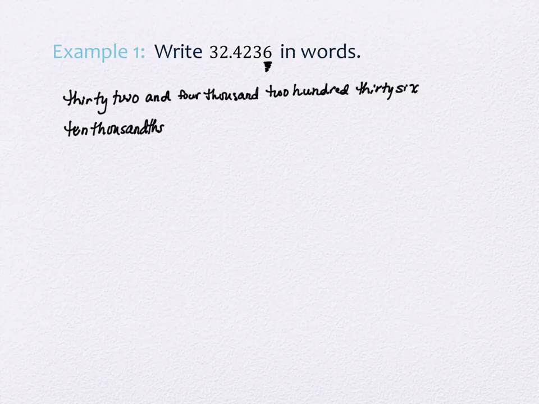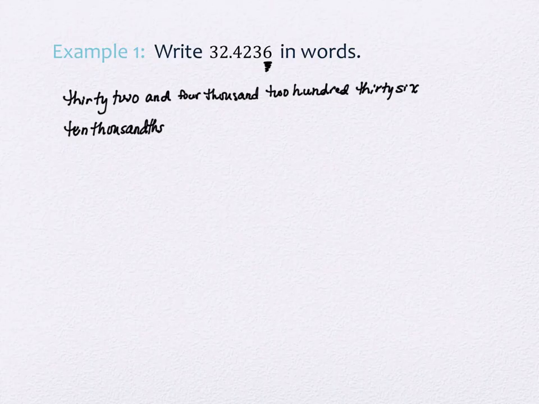So if we were saying this number correctly, we would say 32 and 4,236 ten-thousandths. There's probably some commas we could throw in there that would make things a little bit more distinguishable. I'm not terribly concerned about that. I'm more concerned with how you would say it than I am about the punctuation you should use. So put some commas in there if it makes you feel a little bit more organized, but it's okay if they're not there too.